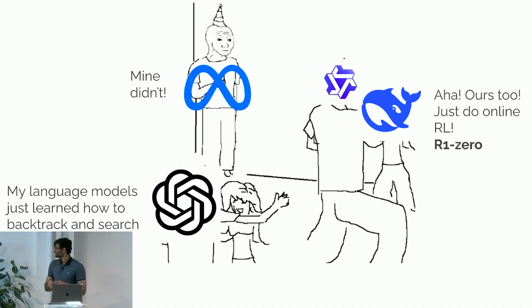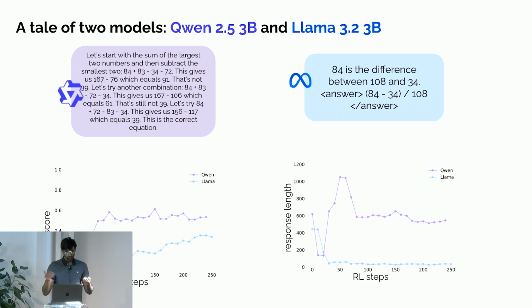Here's a nice meme that dates this paper, I guess, but this was a few months ago. We have the O1 models that somehow learned to backtrack and search. So did the R1 models through online RL, but the Meta models just fell flat and didn't really go anywhere. But yeah, this sets up where I want to go with this talk, which is comparing Qwen and LLaMA on the game of Countdown when trained using online RL.